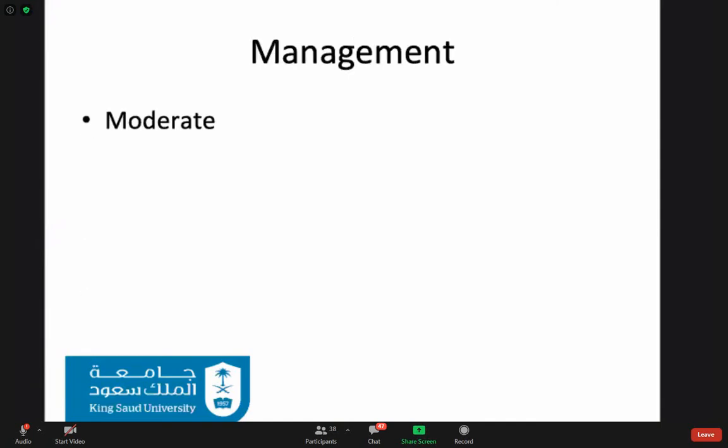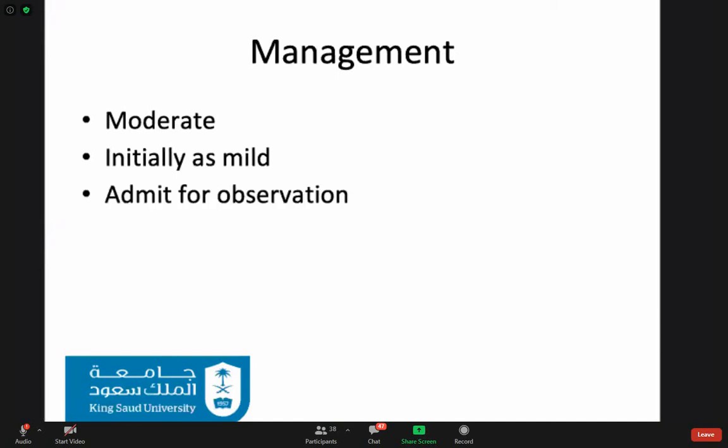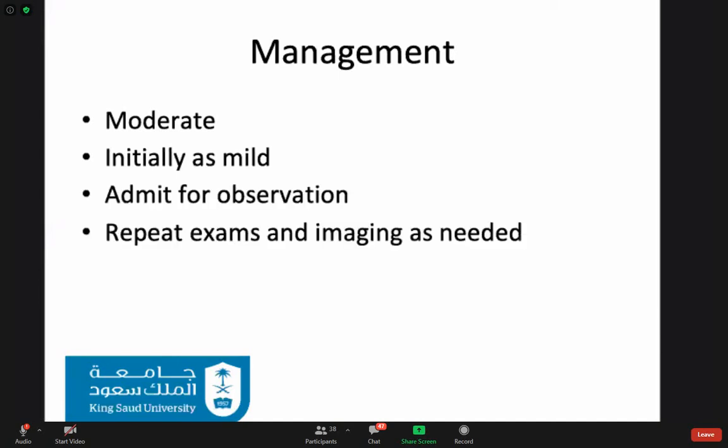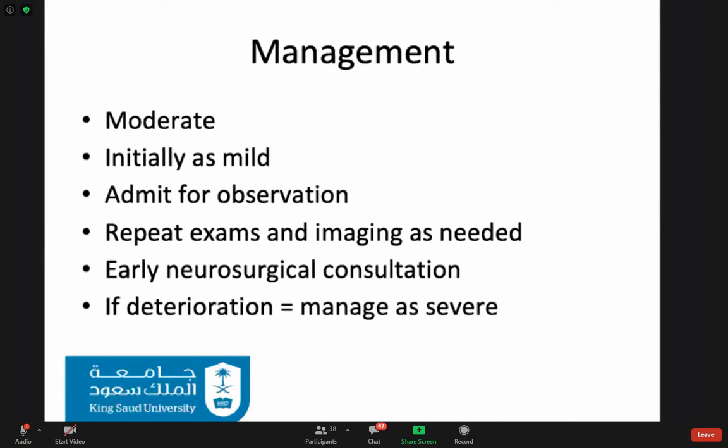How do we manage mild and moderate head injury patients? Initially as mild, but then you have to admit for observation and repeat exams, meaning neurological exams and imaging as needed. Early neurosurgical consultation, and then if any deterioration happens, then you manage them as severe.